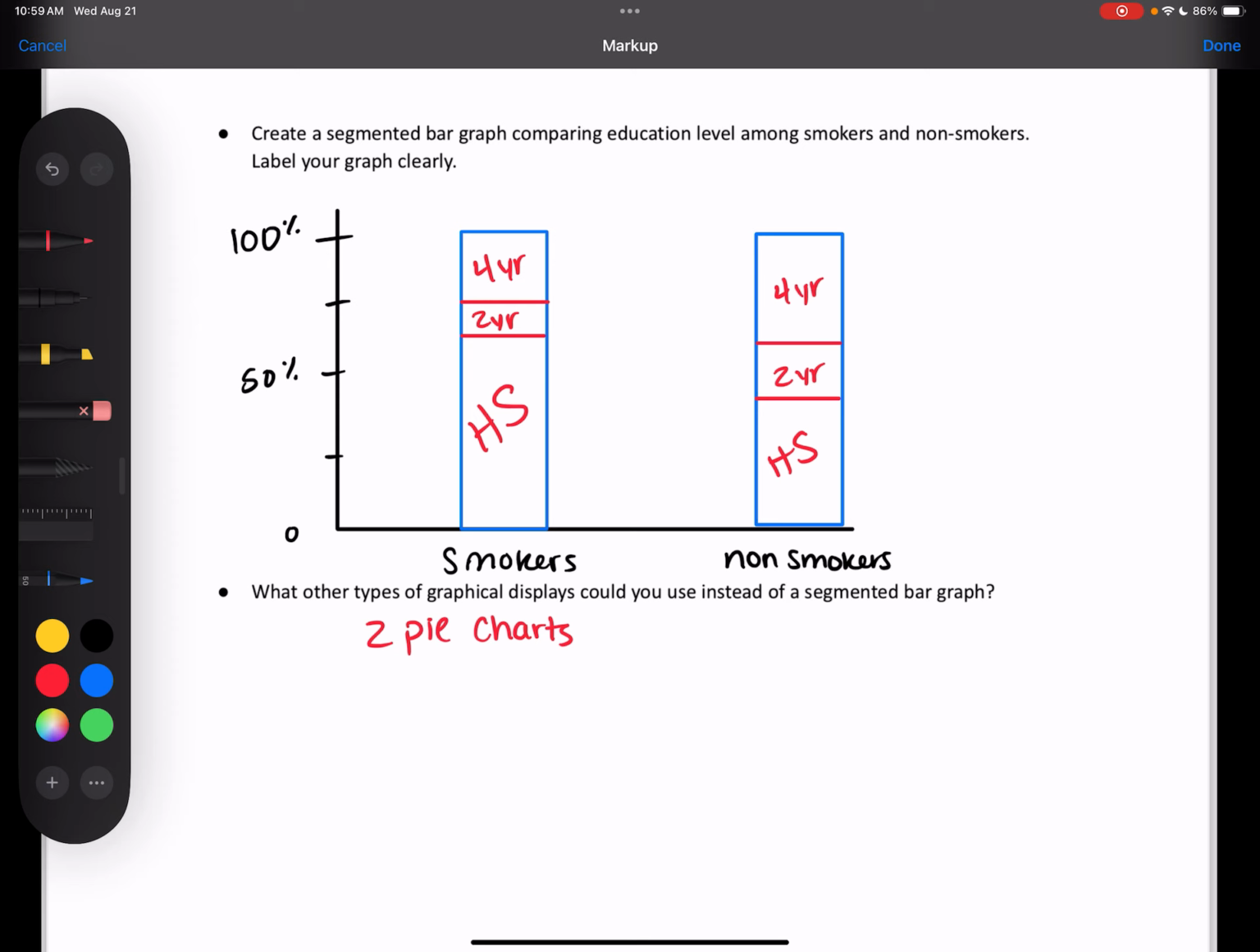Could you do just the regular bar graph? Like not segmented? Yeah. You would have to do 2 bar charts if you're going to do each thing individually, or we could do a side by side. And the reason we need 2 is because we're dealing with smokers and non-smokers. We're not just dealing with one set of information.